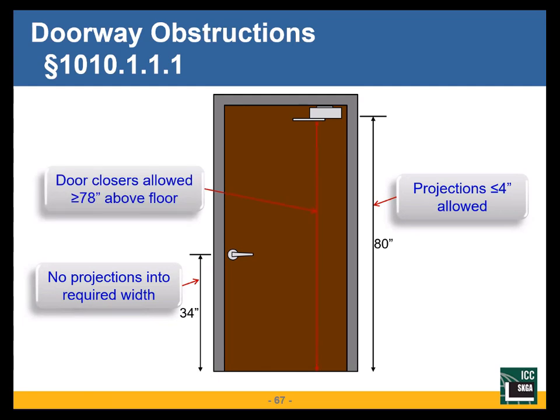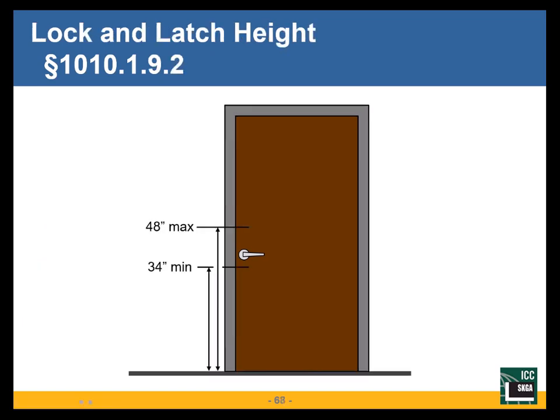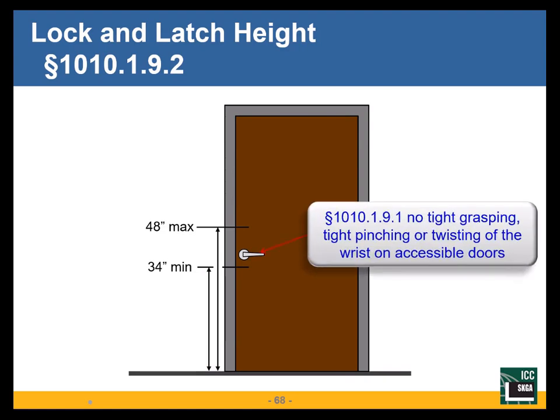Door closers have to be at least 78 inches above the floor. That gives my door opening. My hardware, my latch, lock, lever, whatever the hardware is, 34 to 48 inches. The hardware cannot require tight grasping, tight pinching, or twisting of the wrist. So the old doorknob, no. The thumb turn deadbolt, no.